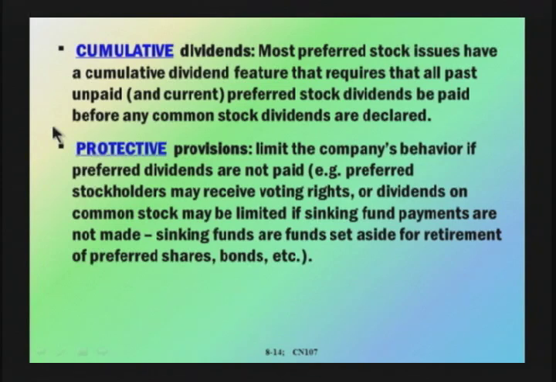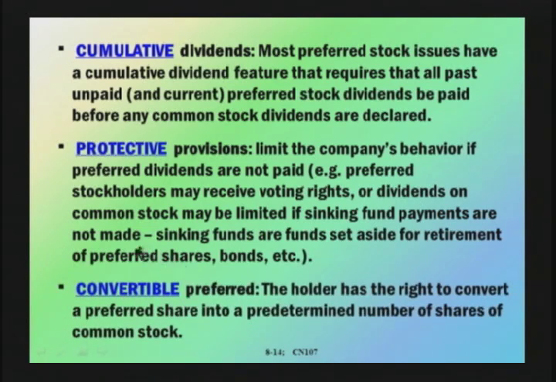Preferred stock may have protective provisions that will limit the firm in some way if the preferred dividends are not paid. So if the preferred dividends are not paid for so many periods, then the preferred stockholders may get some voting rights. There may be further ability to restrict the rights of the common stockholders if the firm is not paying the preferred stockholders what they were promised. And then convertible preferred is the option where the preferred stockholder has the right to convert their preferred stock into some predetermined number of shares of common stock.